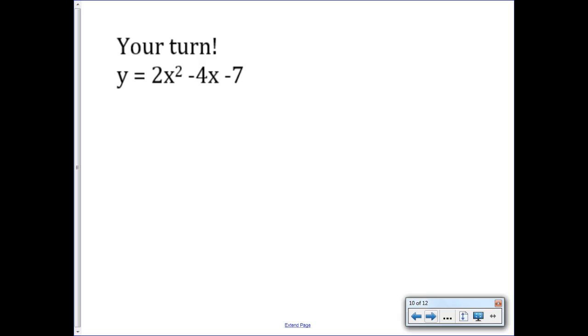So again, I'm going to go ahead and make this 2x squared minus 4x minus 7 equals 0 since we're solving. For now, we will get into completing the square with that being a y equals. And then I'm going to move it over.